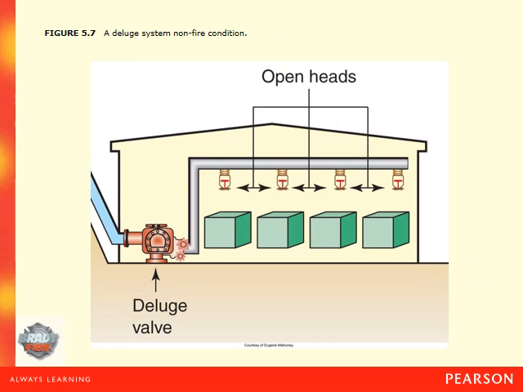So here's a great picture of a deluge system. Notice all the sprinkler heads in the warehouse are open. So as soon as the system is activated from the deluge valve, water is supplied to the entire area. This of course is different from the other systems, where each individual sprinkler head must be tripped in order to activate.